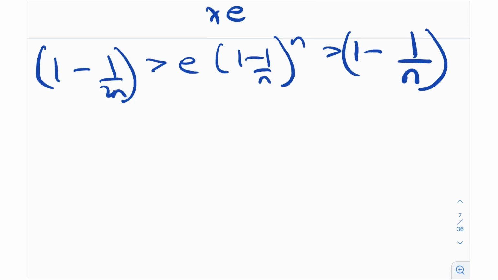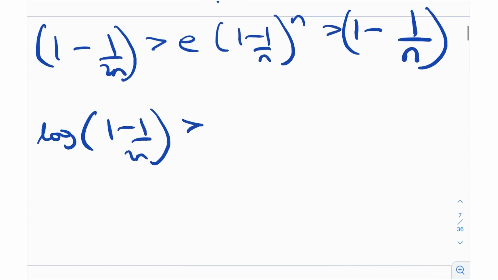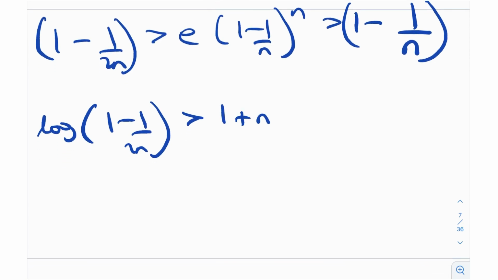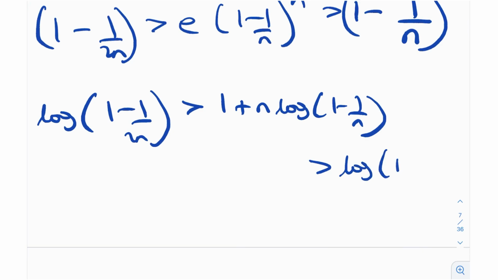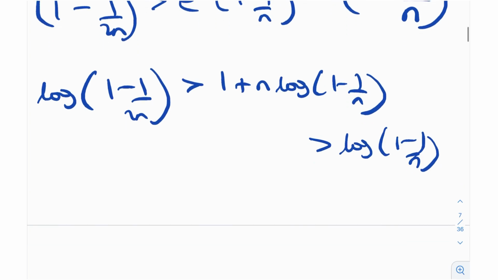How can we make more progress? Well, you can pretty much see that using logs over here can help us, because ln e is 1 and this entire power thing can get reduced in a way. So if we just take logs over here, the log of 1 minus 1 by 2n will be greater than, and using certain properties of logs, I can simplify this down a little bit. So this becomes n log (1 minus 1 by n), which is greater than log of 1 minus 1 by n.